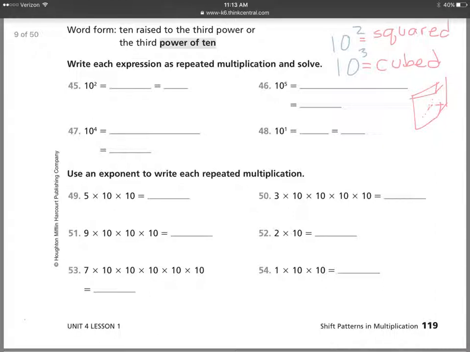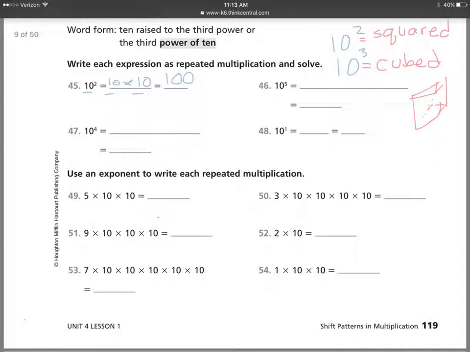Number 45, we're asked on 45 through 48 to rewrite these, write the expression as repeated multiplication, and then solve. So I'm going to show you how to do this with number 5. Of course, I'm going to take the easy one this time. To show repeated multiplication, we'd say, okay, our base number is 10. We're going to repeat that number how many times? 2 times, because the exponent is 2. So 10 times 10, and we're going to solve, is 100. Or 10 times 10 is 1 times 1 with 2 zeros.